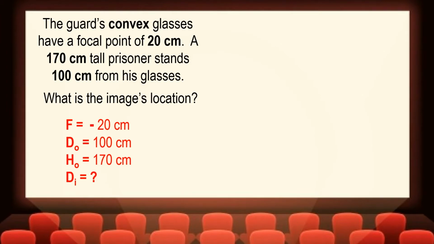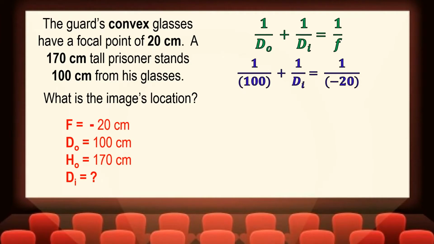I want to find di. There are two formulas. I see do and f. Di, do, and f all go together. Write out your formula, plug in what you know. Fractions are messy, so turn those fractions into decimals. Use your one-step equation to solve.